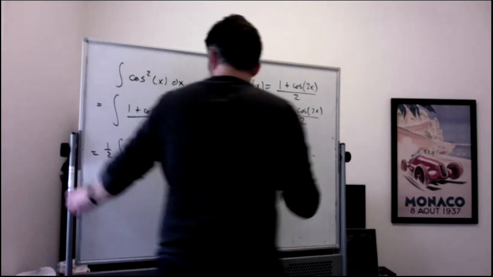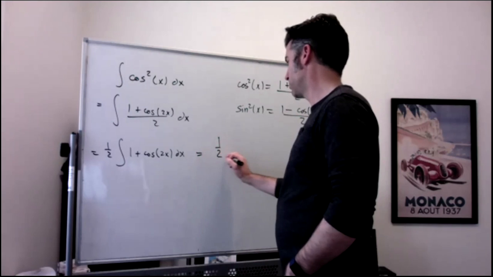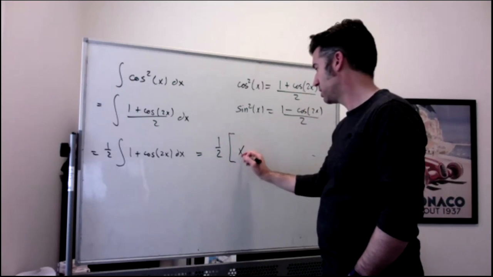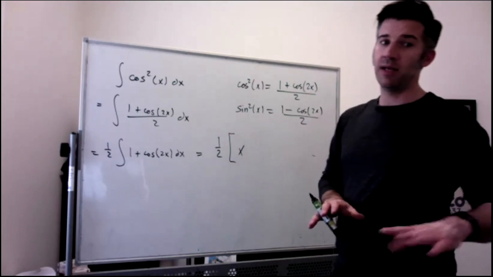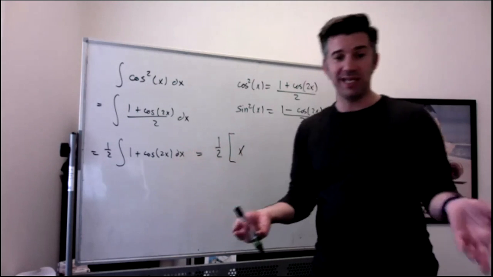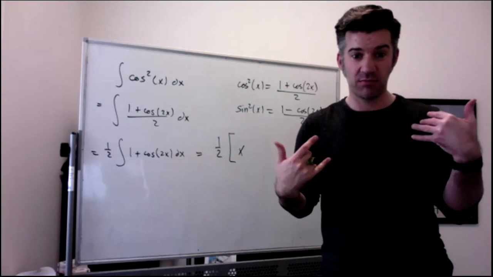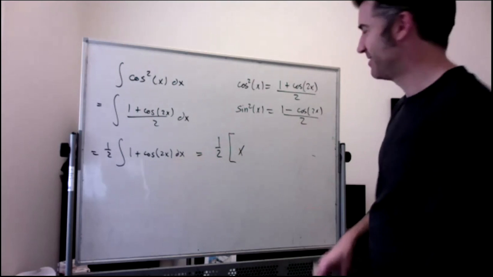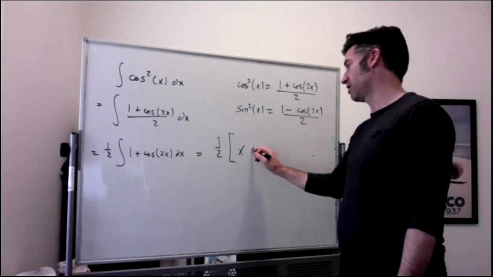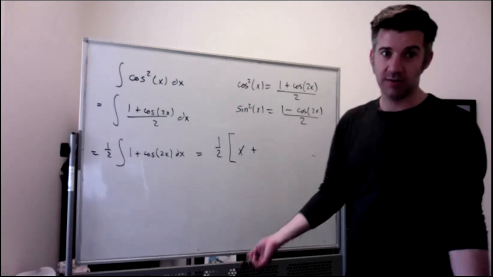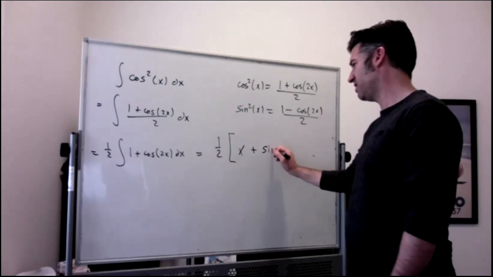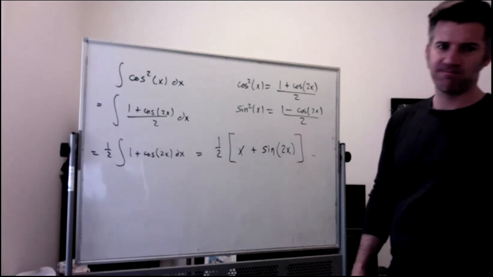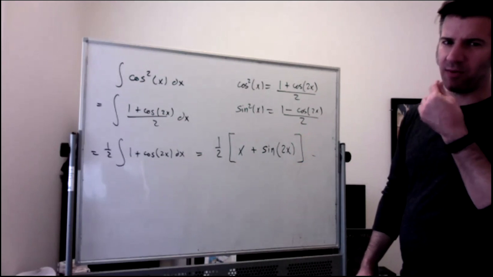Okay. What's the antiderivative of 1? x. Let me ask you a slightly different question. What's the antiderivative of cosine of just x? It's sine of x. Okay, so is the antiderivative of cosine of 2x sine of 2x? It doesn't feel quite right.